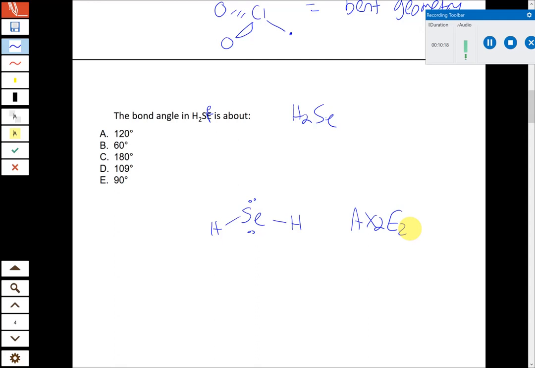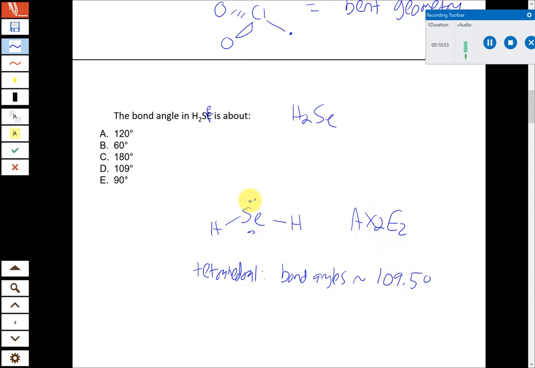So this is, once again, AX2E2. Now, when you're talking about bond angle, the bond angle is going to come from the electron group arrangement. It's going to primarily be derived from that. So this is a tetrahedral electron group arrangement, because there are four electron groups, 2 plus 2, and the bond angles are going to be close to that magic 109.5 degree angle. So anytime you have four electron groups, whether it's AX4, AX3E, AX2E2, all those different possibilities, you would expect the bond angles to be close to 109 degrees.